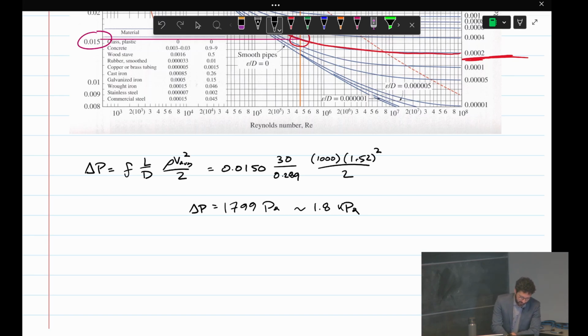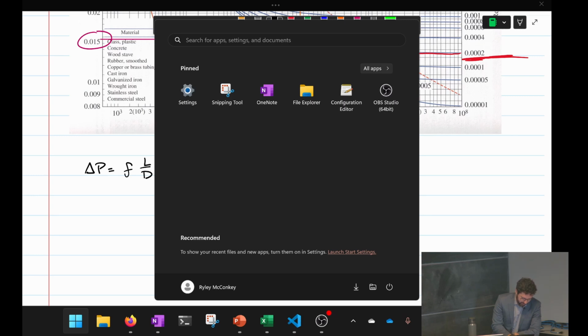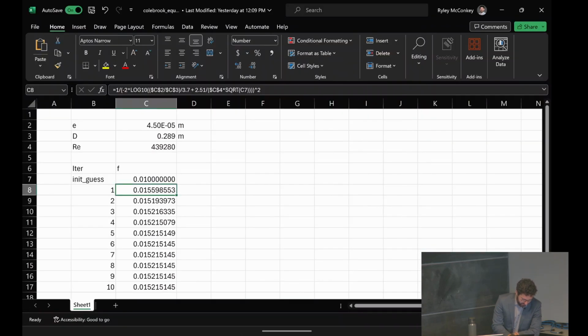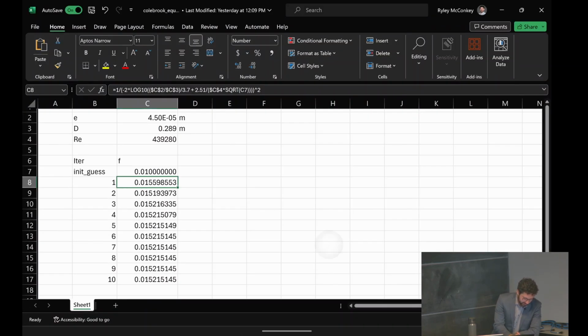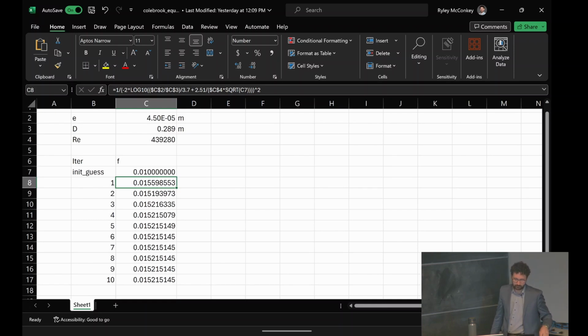I have also posted an example on Learn of how to use the Colebrook equation for iterations. I posted a spreadsheet version here, so you can look up what's actually going on. You can spend some time on Learn, but you take an initial guess and then you keep iterating down. So with the Colebrook equation for this, we've got 0.0152. Again, with the Holland equation, we got 0.015. So close enough for hand calculations. So that's posted on Learn.